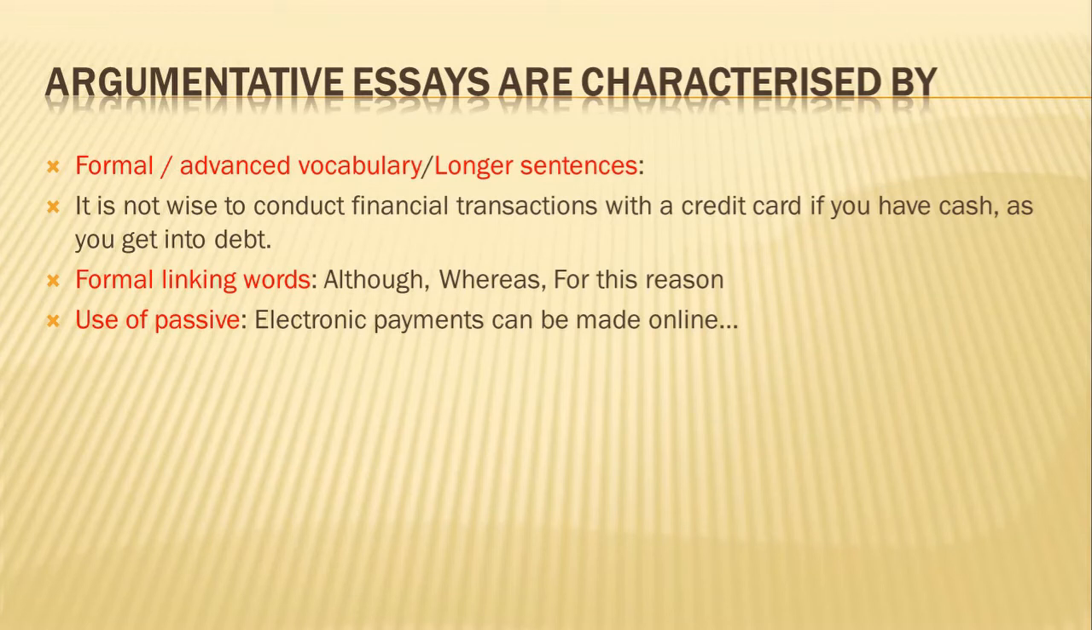Another characteristic is that the passive is used in for and against essays, like electronic payments can be made online. Instead of saying you can pay online, electronic payments can be made online. Keep in mind to use the passive as much as you can when you write for and against essays.